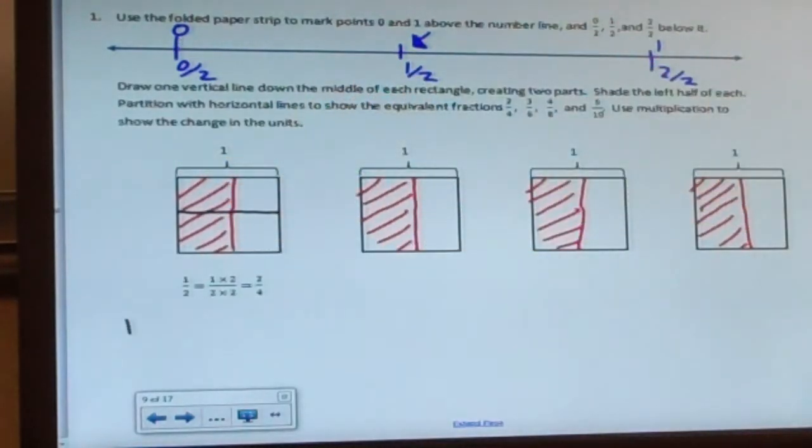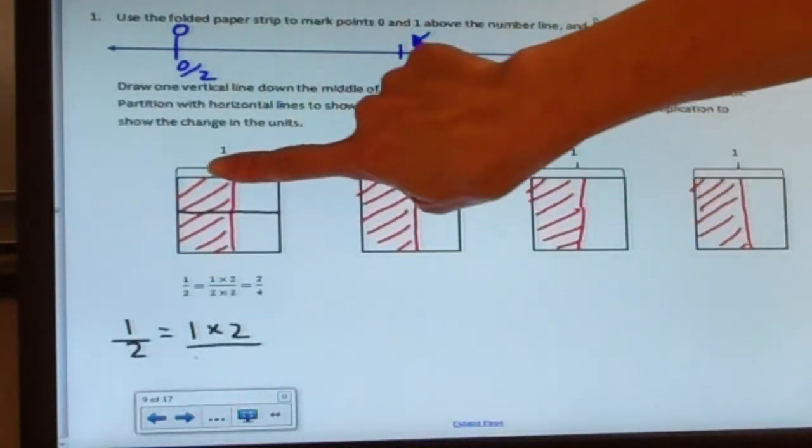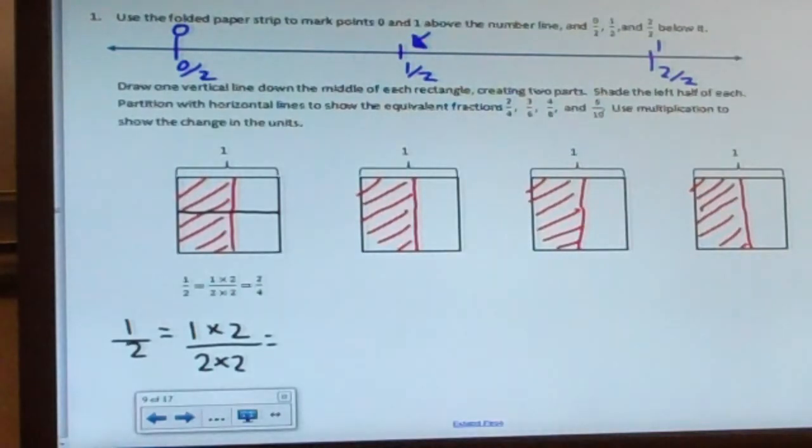And they did the first one for us. They said 1/2 is equal to, and they partitioned it into 2 groups here. So 1 times 2 over 2 times 2, and we now have 2/4, okay? So let's try the next one. So we took care of 2/4 here. Now they want us to make this 1/2 equivalent to 3/6. What do you think we're going to do to this 1/2 to make it equivalent to 3/6?